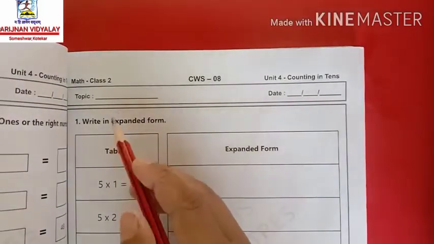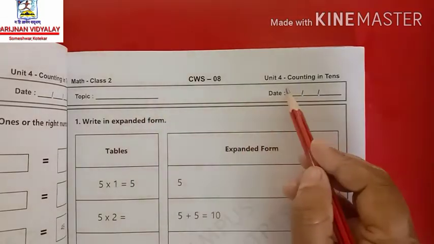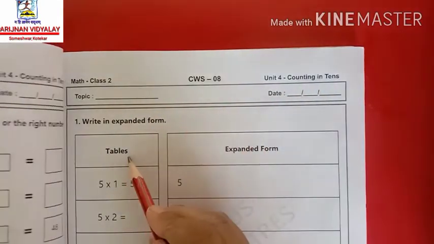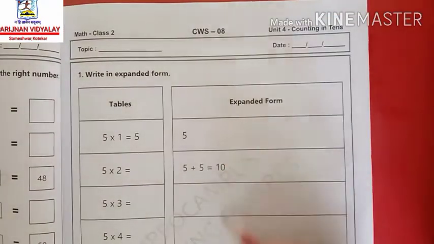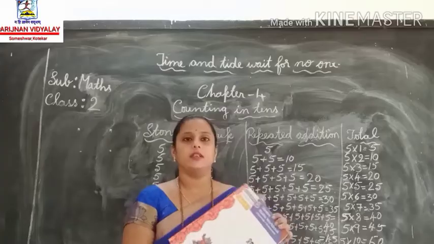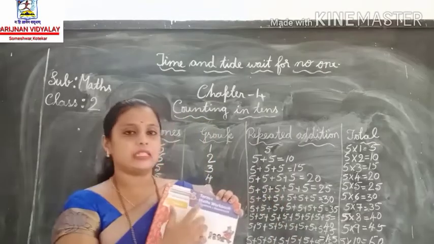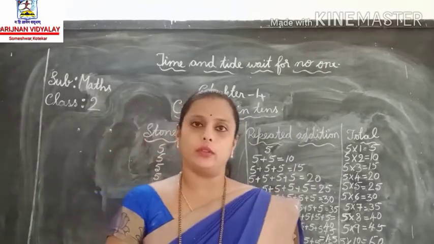Next page, write topic: counting in tens and write today's date. Tables, 5 ones are 5. Write the table of 5 and write the expanded form of 5. This also I taught in today's class. Kindly complete your maths classwork book and homework book.